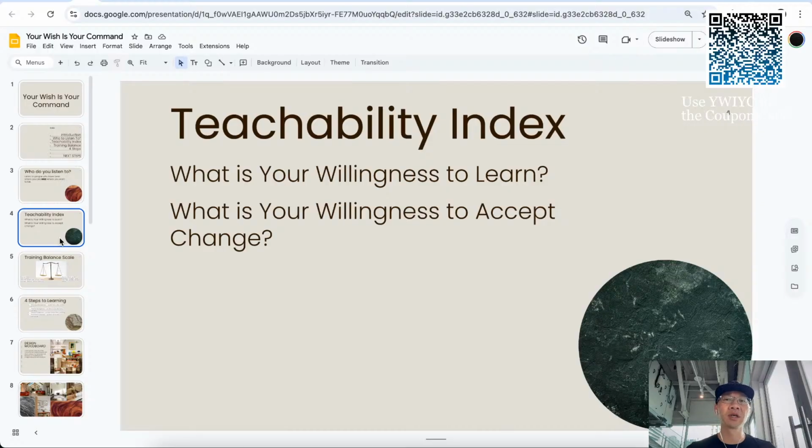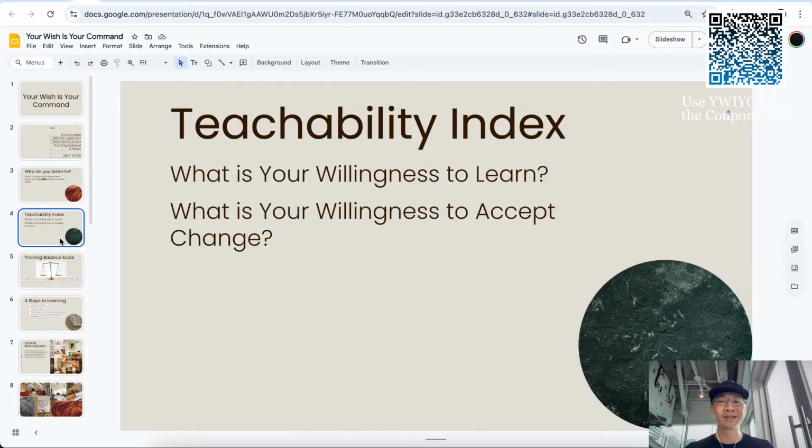So the teachability index is very powerful because, one, it shows how coachable you are. But we're not done just there. There's so much more to this. And the second part of the teachability index is, what is your willingness to accept change? Also giving yourself a score from 0 to 10.